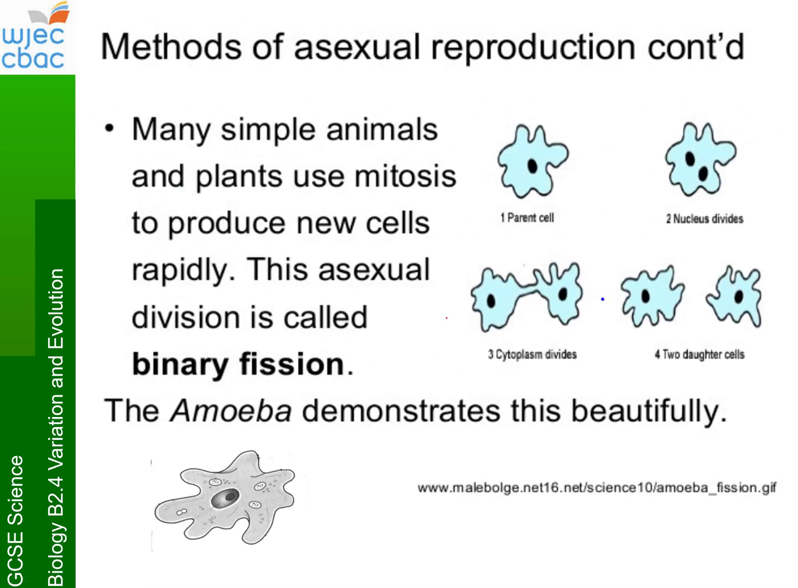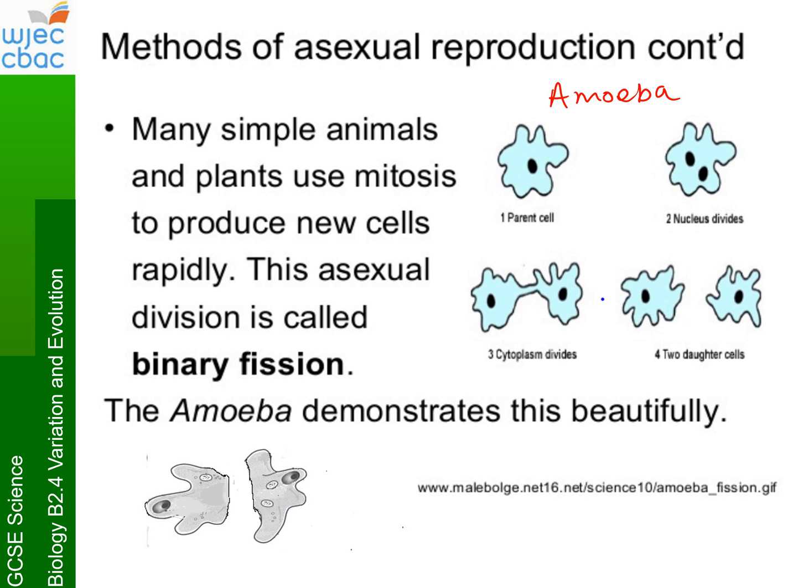So, here is our amoeba, as we've said before, and amoeba demonstrates what we call fission. It's called binary fission. So you can actually see in our little animation here at the bottom, there's our single amoeba, it copies its nucleus, the cytoplasm divides, and we've got 2 genetically identical daughter cells at the end.